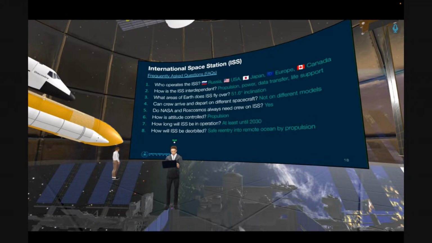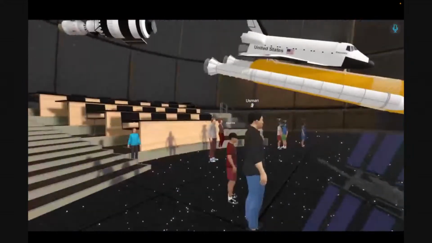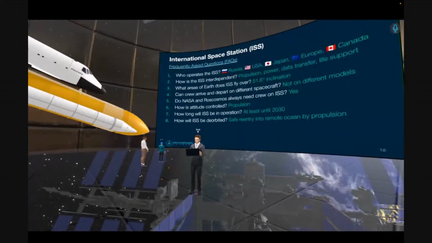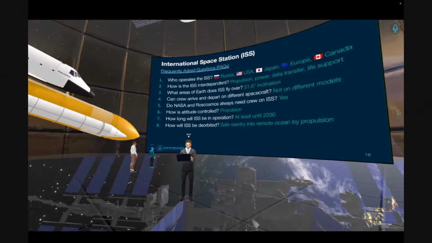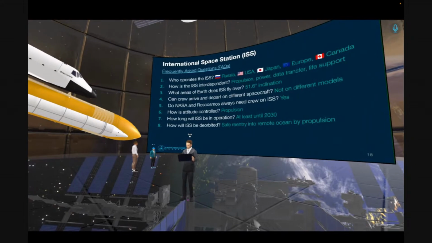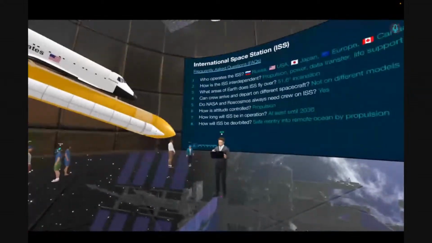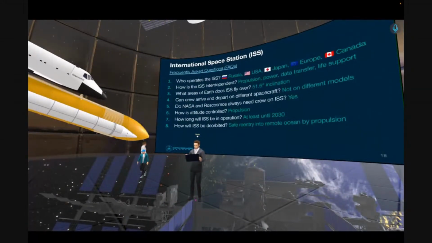And number 2 is, how is the International Space Station interdependent? That means, how do these 5 countries depend on each other to operate the space station? Can anyone answer that? You have propulsion, power, data transfer, and life support. Exactly. So each of these systems is controlled by different partners, and therefore they all depend on each other.